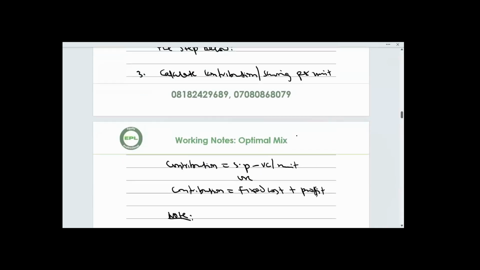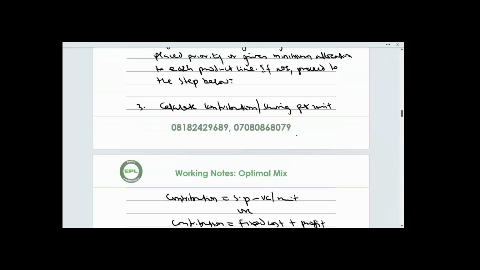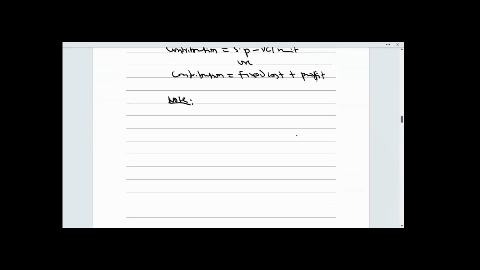Note, I said that you should calculate contribution or savings per unit. So savings will only arise if it is optimal mix involving make or buy. When we did make or buy, we calculated savings or deficits. All right. So when you have optimal mix involving make or buy, that's only when you have savings. So watch out.